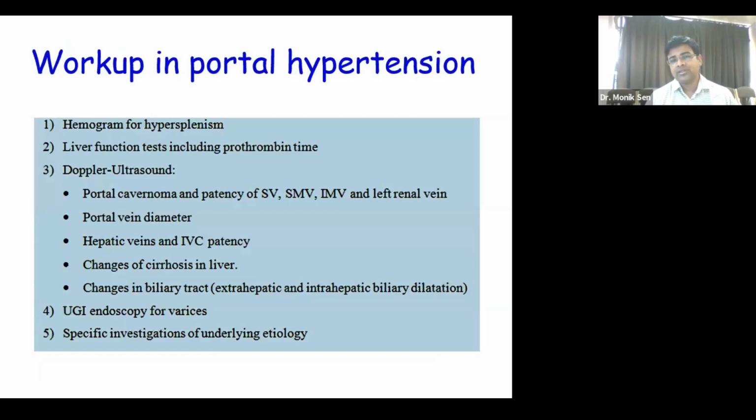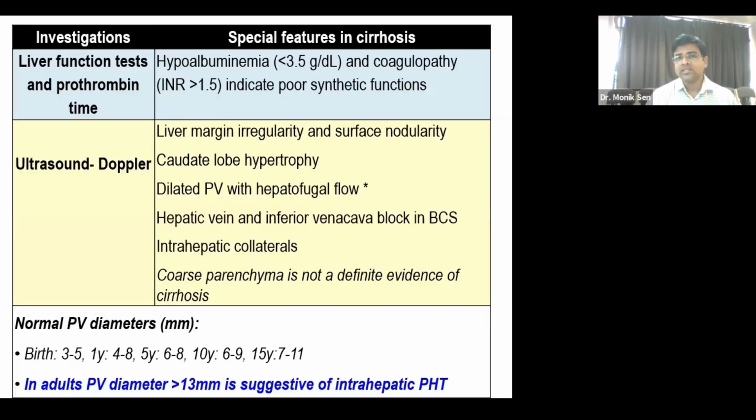Now, the workup for portal hypertension, as I have said in the previous slide: hemogram for hypersplenism, liver function test including prothrombin time, which is very, very important. Doppler ultrasonography for portal vein cavernoma, the patency of the superior mesenteric vein, splenic vein, inferior mesenteric vein, and the left renal vein. This is important for those patients who have an additional extrahepatic portal hypertension and you would like to shunt or not shunt. Portal vein diameter, hepatic veins, and the IVC patency, which is very important in Budd-Chiari syndrome. Changes of cirrhosis in the liver, changes in the biliary tract, upper GI endoscopy for varices, and specific investigations of the underlying etiology.